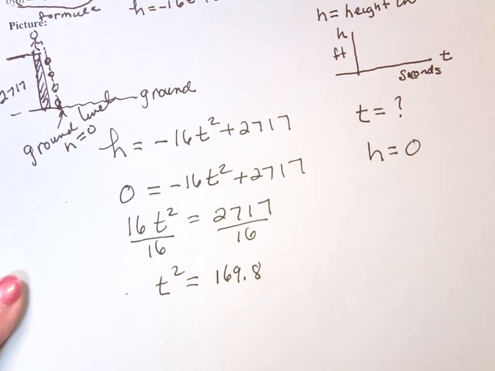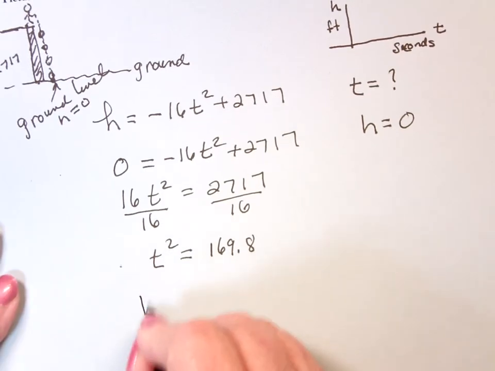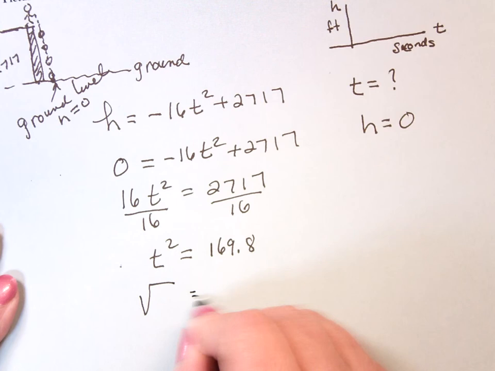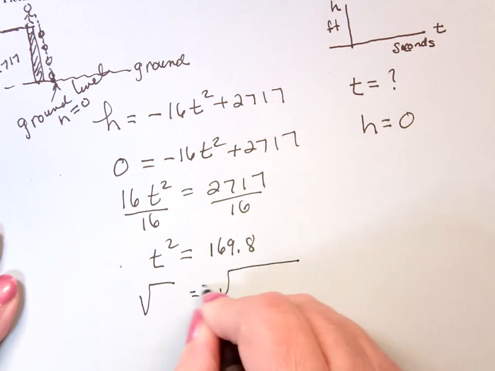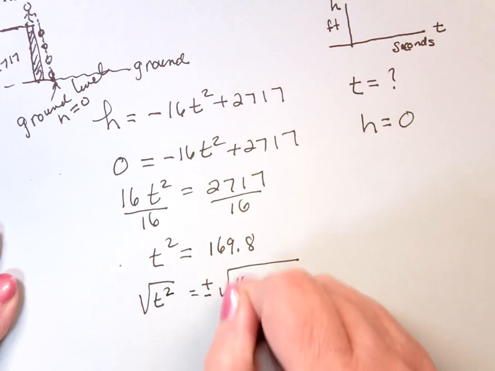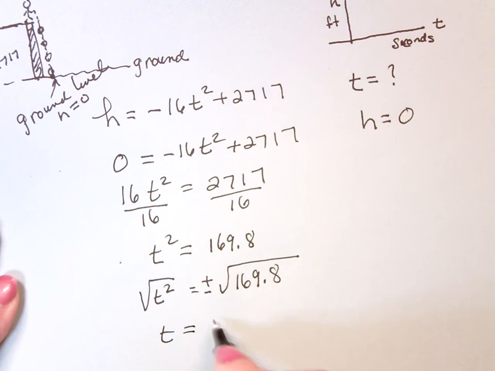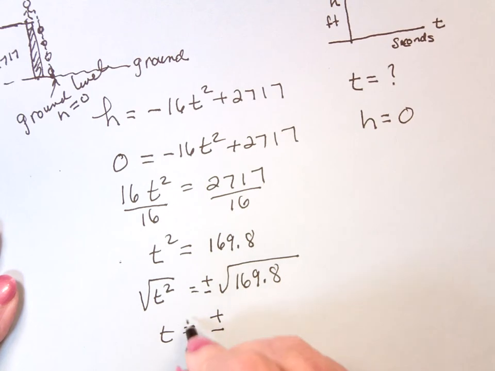And then, since this is the one where we use the square root property, take the square root of both sides. And don't forget the plus or minus. So this is t squared equals 169.8, or t equals plus or minus the square root of 169.8, which is 13.03 approximately.